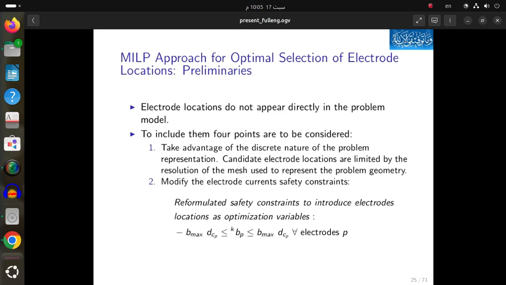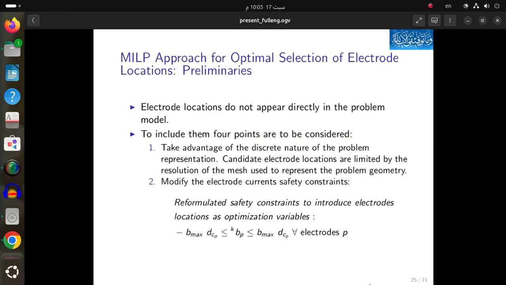The problem with optimal estimation of electrode locations is that electrode locations, contrary to the currents, do not directly appear in the mathematical formulation. So we need a mathematical trick to include them within the mathematical formulation. We will take advantage of the discrete nature of the problem. Because we defined the problem over a mesh, we have a discrete number of possible candidate electrode locations.